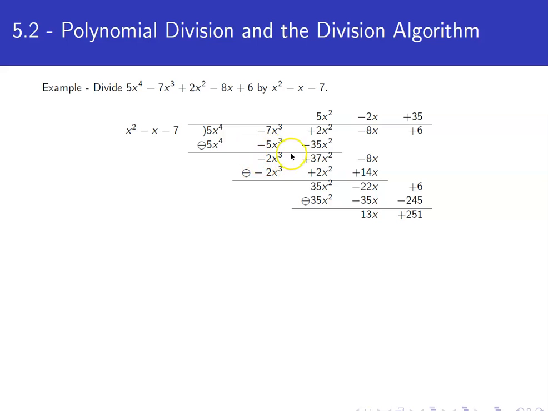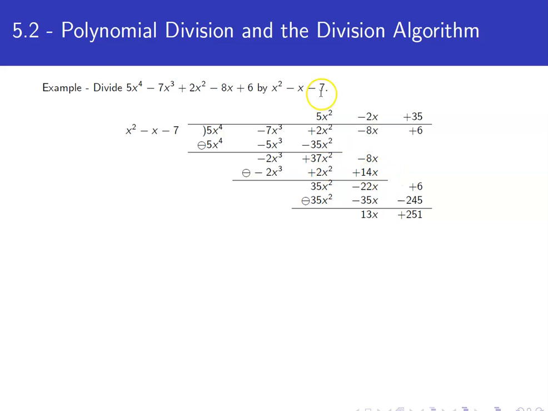I look at this negative 2x cubed. It still has a degree that's too big because we're trying to get less than this degree here. How many times does x squared go into negative 2x cubed? Or what do I need to multiply x squared by to get negative 2x cubed? That's a negative 2x. We take that negative 2x and distribute it through. We get negative 2x cubed plus 2x squared plus 14x.